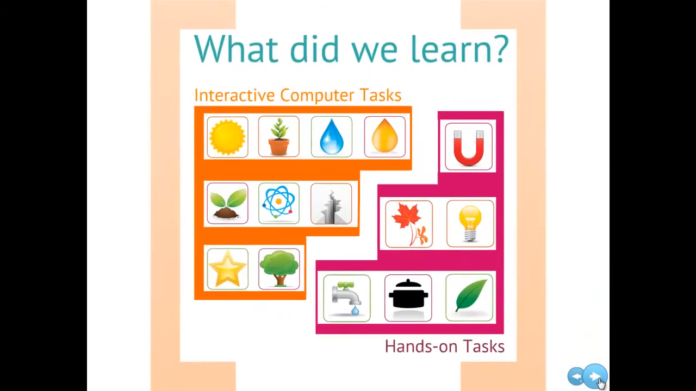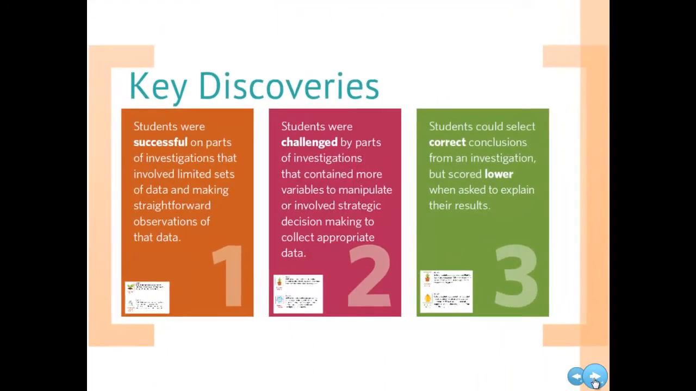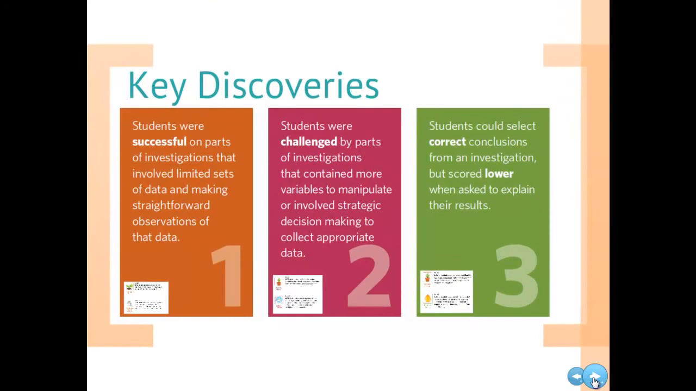When we looked at results for all 9 interactive computer tasks and all 6 hands-on tasks, we saw a few broad patterns or key discoveries. We have 3 key discoveries which we can look at in turn. First of all, we saw that students were likely to be successful on parts of investigations that involved limited sets of data and making straightforward observations of that data.